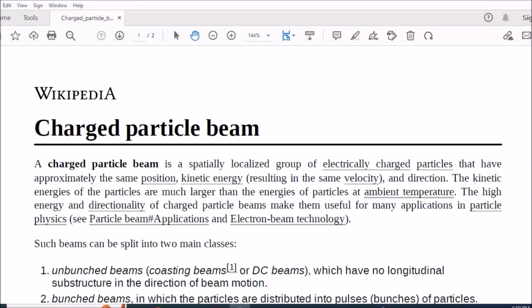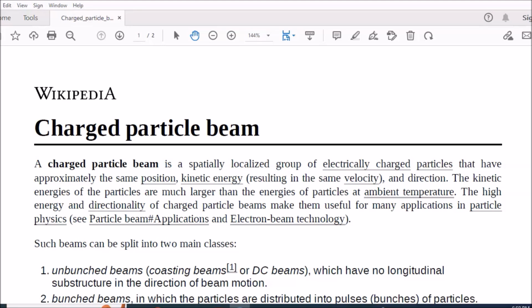A charged particle beam is a spatially localized group of electrically charged particles that have approximately the same position, kinetic energy, resulting in the same velocity and direction. So electrically charged particles are just particles. Electricity is made of particles. And that's pretty much it for that. It's really simple. So let's continue to read.